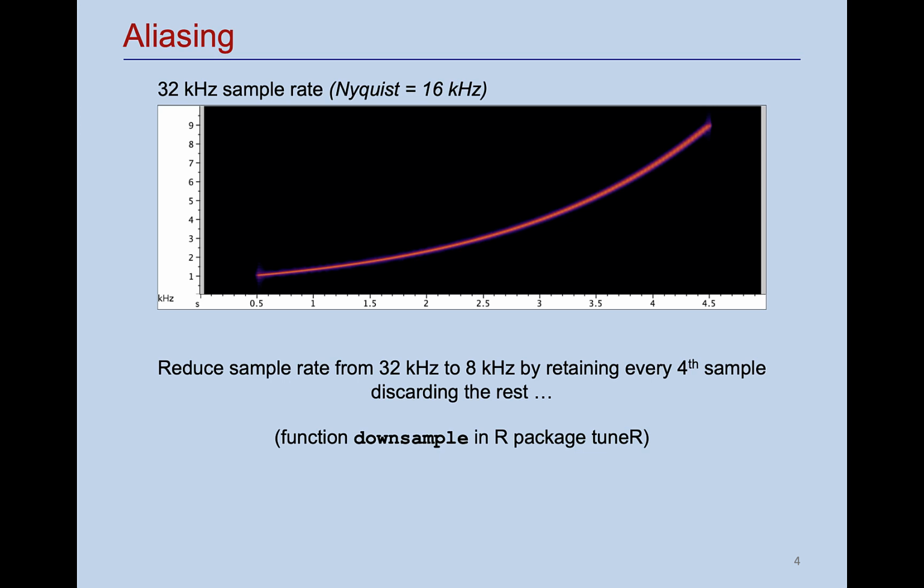This sample rate reduction was done using an R function called downsample, which is part of a package called tuneR for working with audio data in R. When we reduce the sample rate from 32 kilohertz to 8 kilohertz, we'll also be lowering the Nyquist frequency from 16 kilohertz to 4 kilohertz. Let's listen to what the resampled sweep sounds like. All we've done is changed to a lower sample rate.